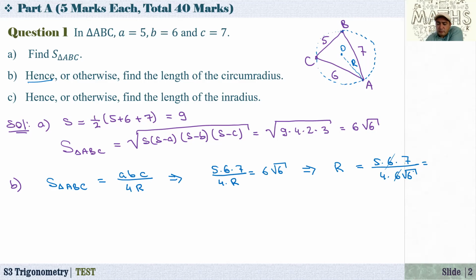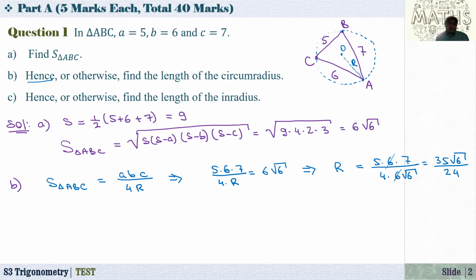If you multiply numerator and denominator by the square root of 6 in order to rationalize the denominator, then here we get 35 square root of 6 over 4 times 6, that's equal to 24. So that's the exact length of the circumradius. That means that if you draw any circle where the vertices of this triangle lie on this circle, the radius of the circle will be 35 times the square root of 6 over 24.